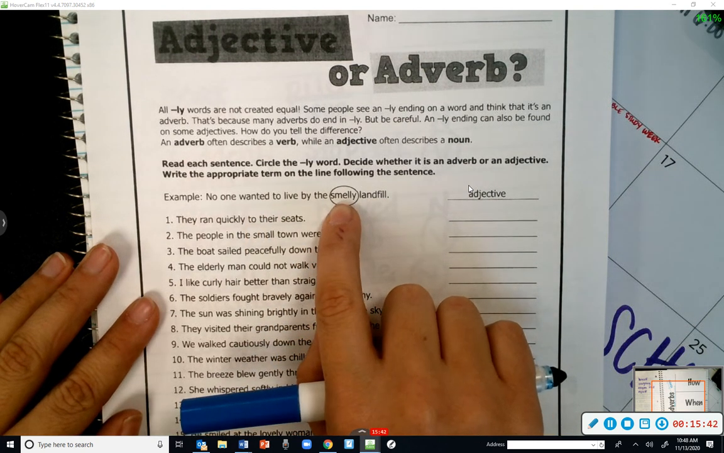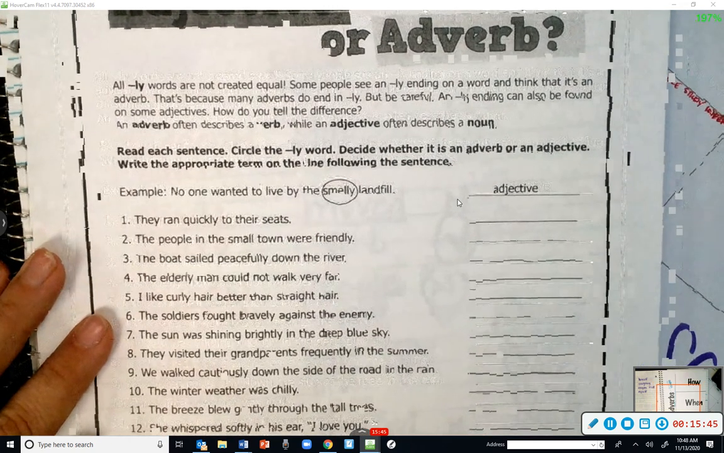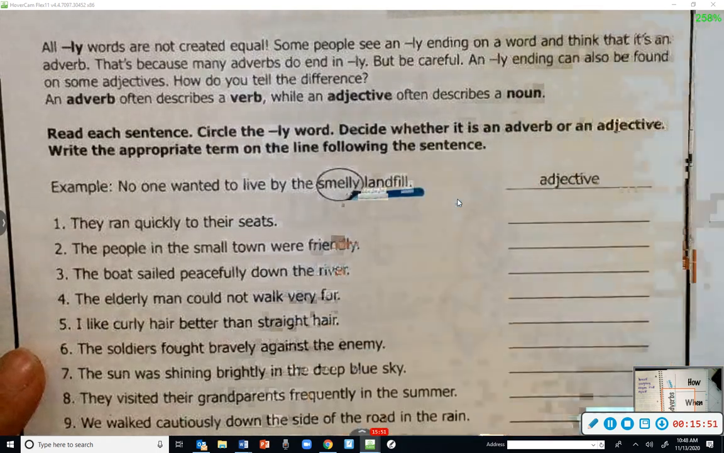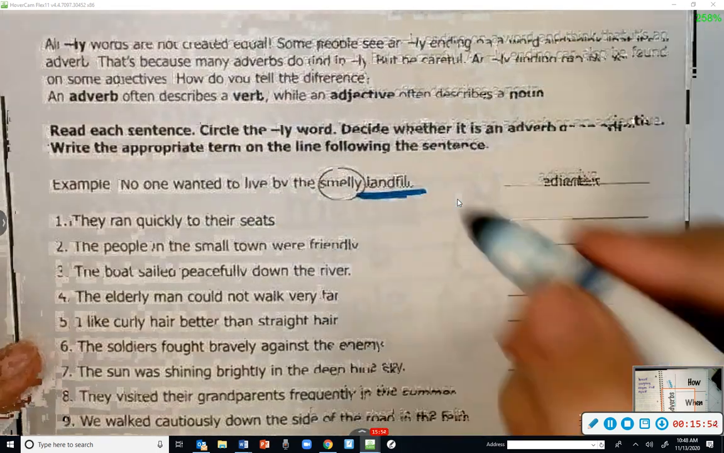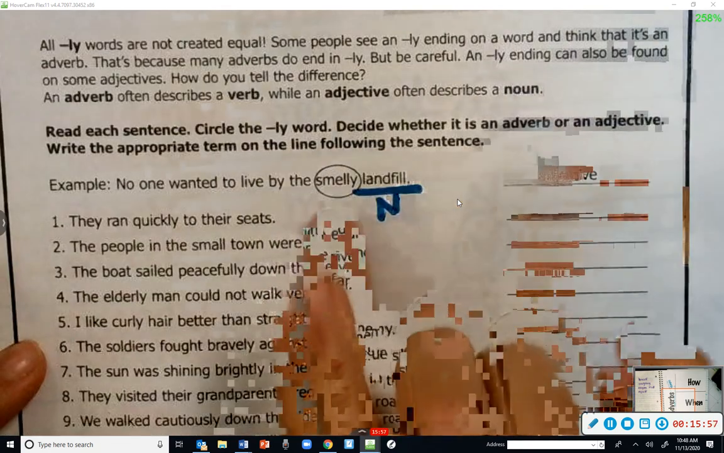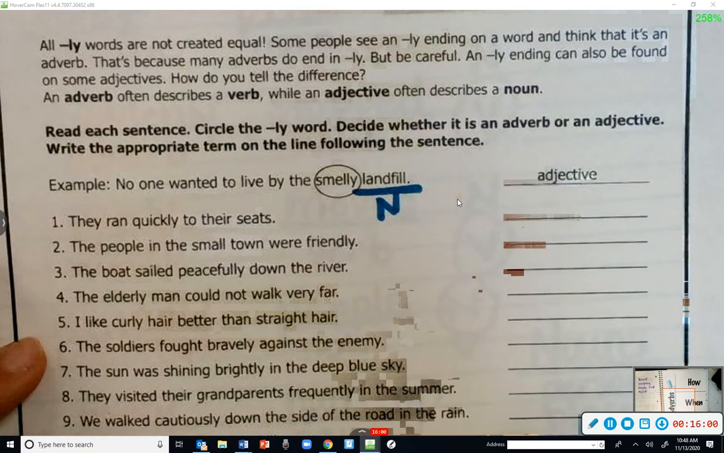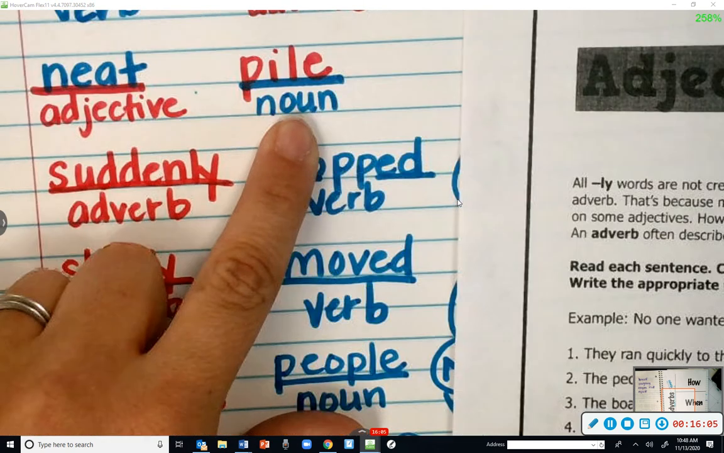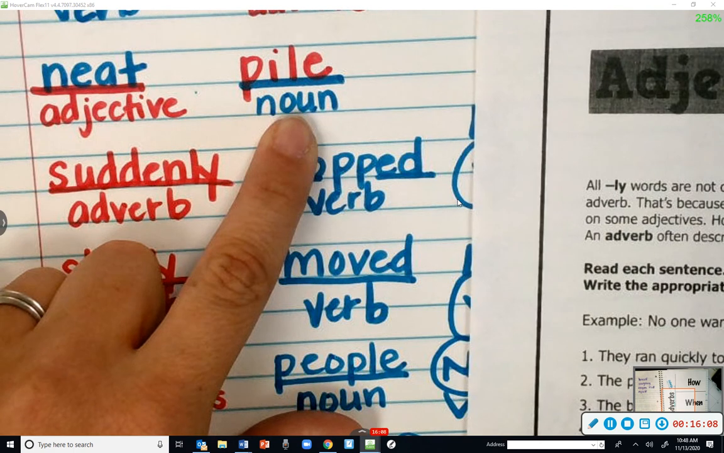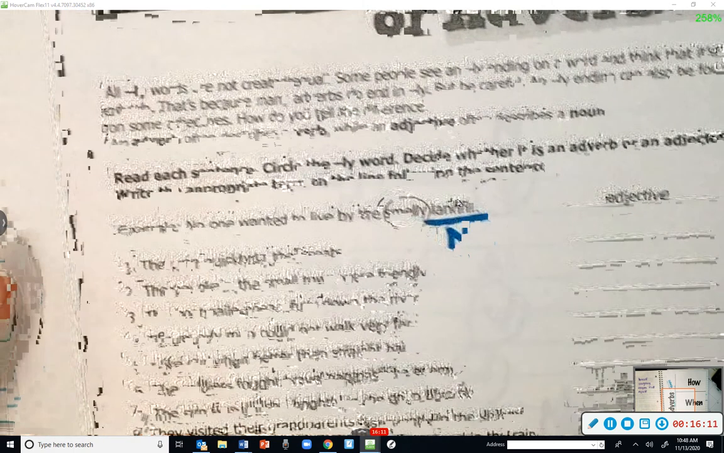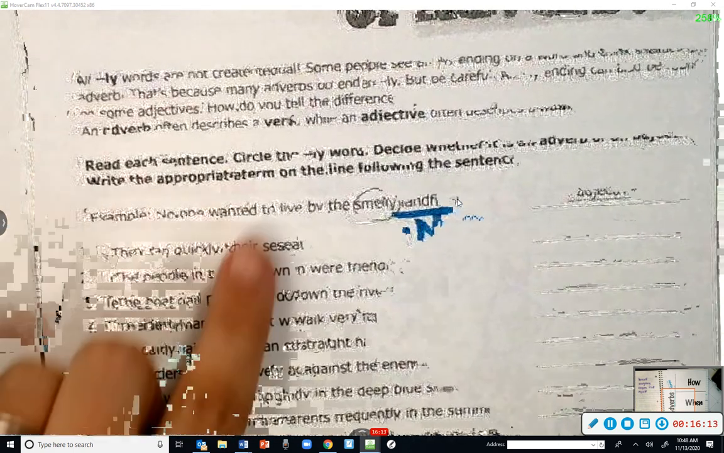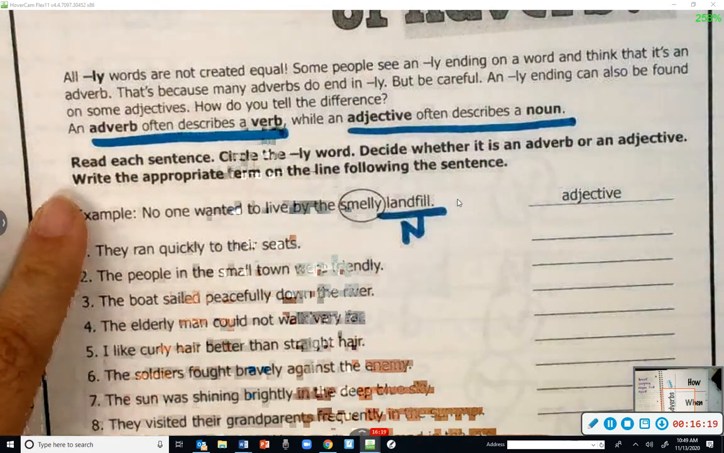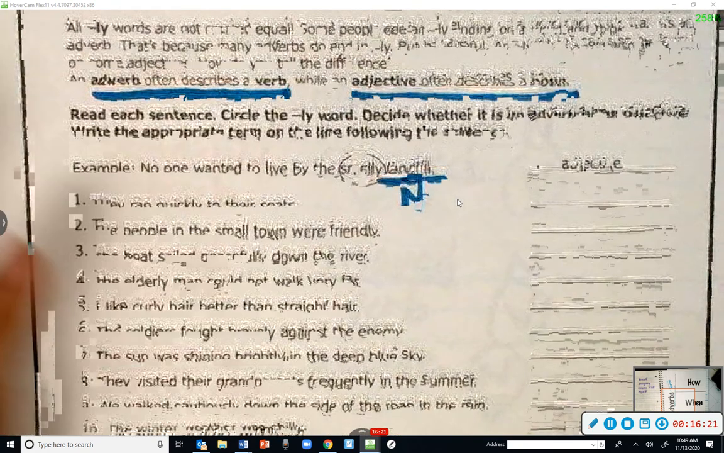Evangeline? Smelly what? Landfill. So is landfill a noun or a verb? It's a noun. Good. So that makes smelly an adjective, okay? Because look back at your notes. Adjectives always describe nouns. So it says it right here. Adjectives describe nouns. Adverbs describe verbs. Just like we practiced.